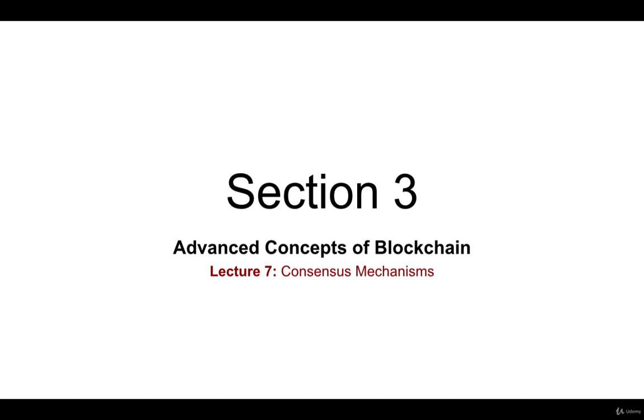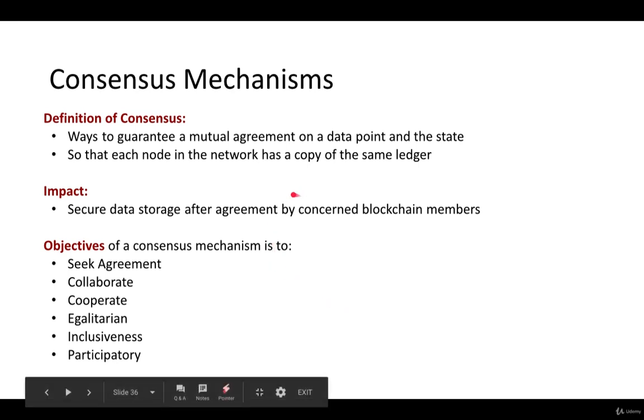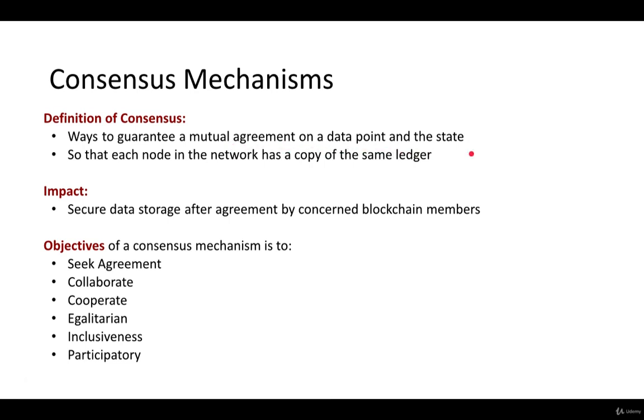So now, let's look at what is consensus and the various consensus mechanisms. So how do you define consensus? Consensus mechanisms, as you can see here, is a way to guarantee a mutual agreement on a data point and the state. So for example, in the blockchain, if you are talking about a transaction which is to be stored in the block, this is the data. The value is a state.